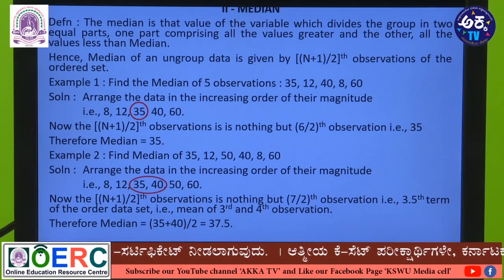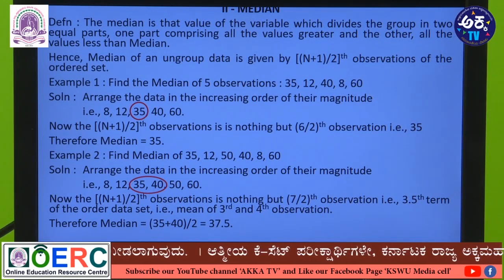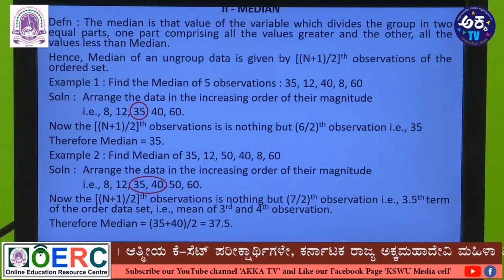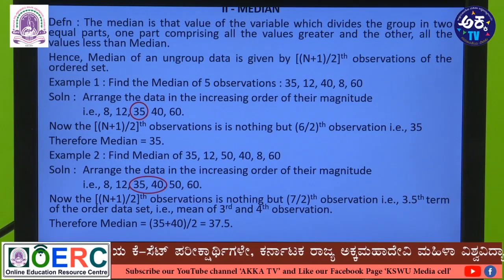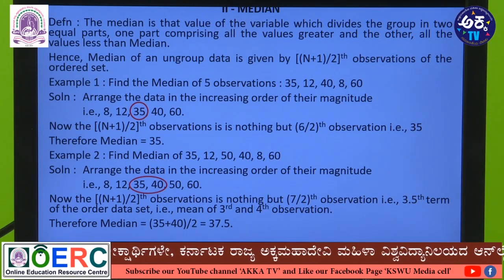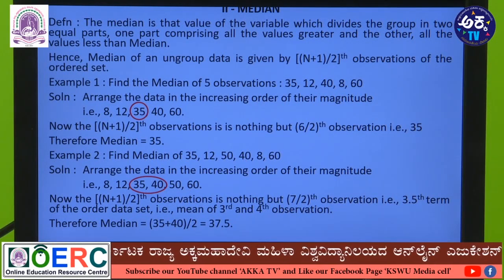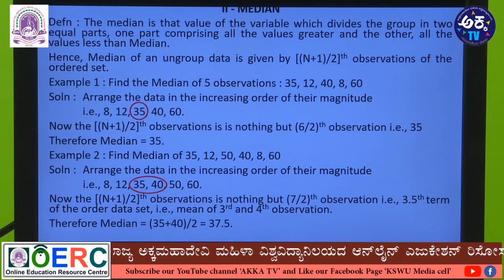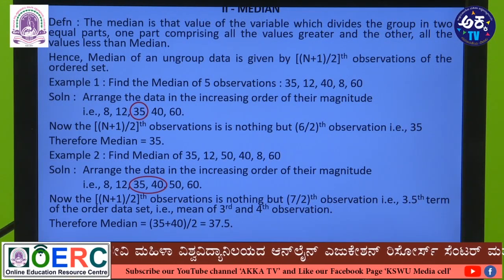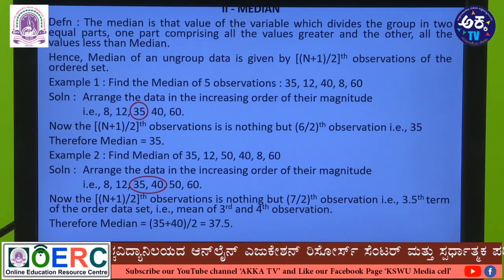Friends, second example. This example is for a situation where the number of observations is even. If observations are odd, naturally we will get a middle. If the number of observations is even, then a middle observation will not be available. In that case, what we do is, we take the average of the two middle observations of the ordered data set, and therefore, example 2 is this: find median of 35, 12, 50, 40, 8 and 60.